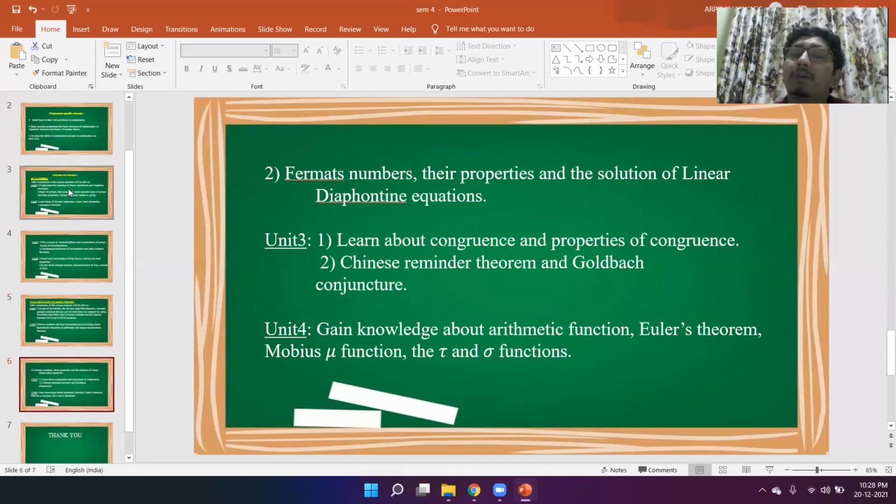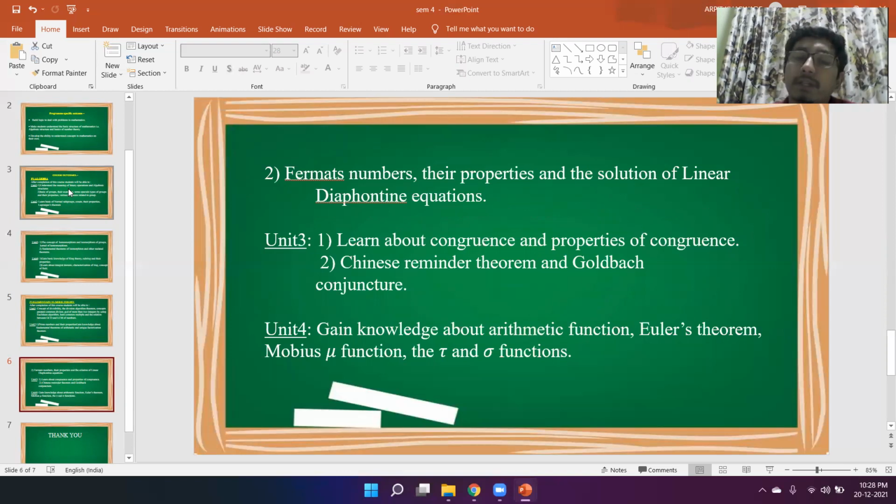Then the second part of this unit is Fermat's numbers. Fermat's numbers are a special type of numbers, and we study their properties, and lastly the solution of linear Diophantine equations, like equations of the type ax plus by equals c. This type of equations is called linear Diophantine equations. How to find the solution of these, you will be able to understand from this unit.